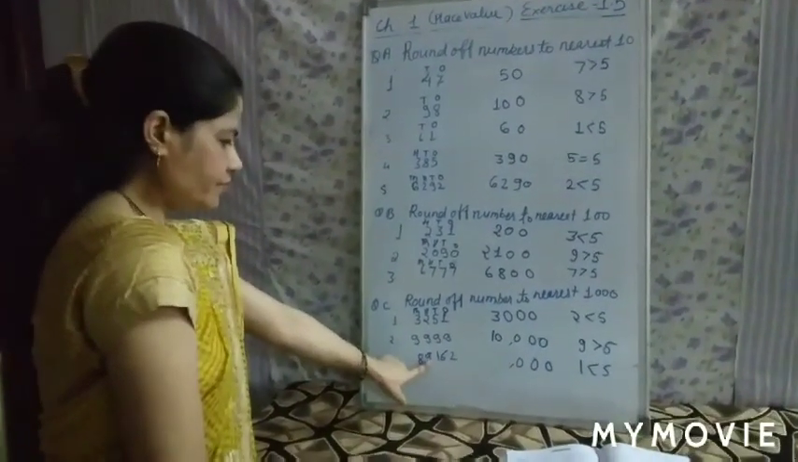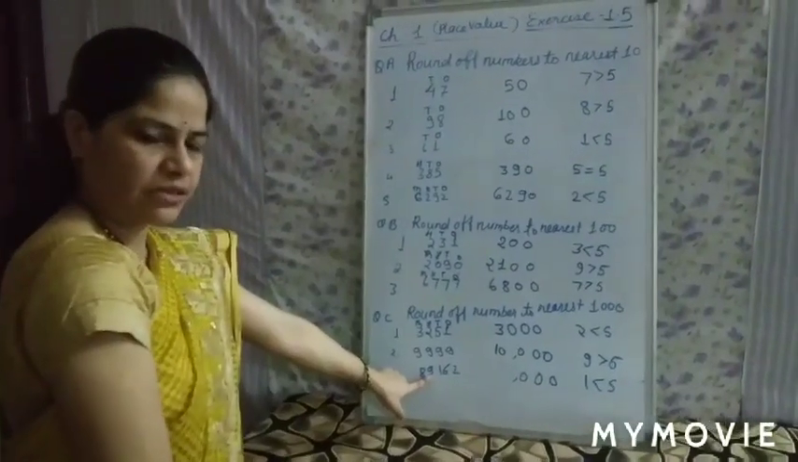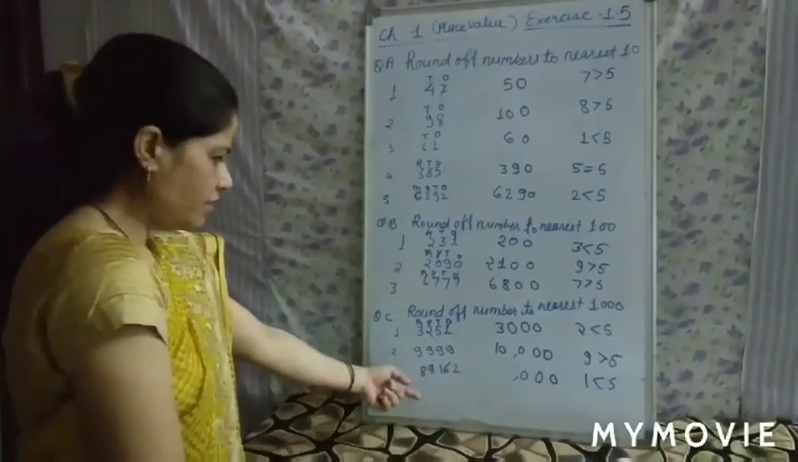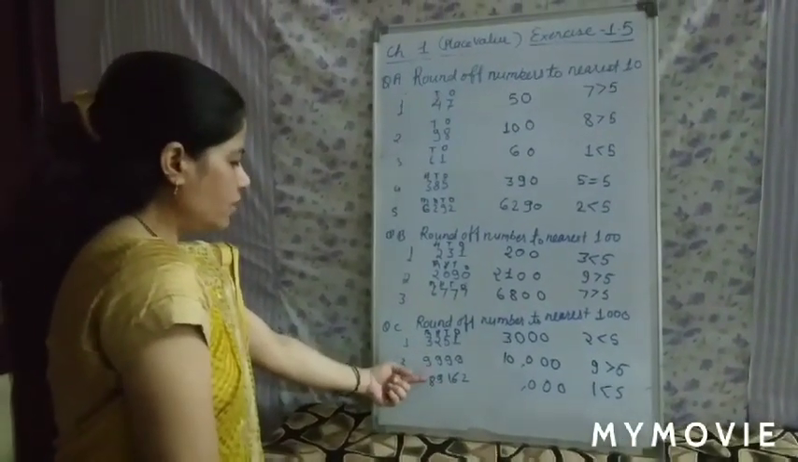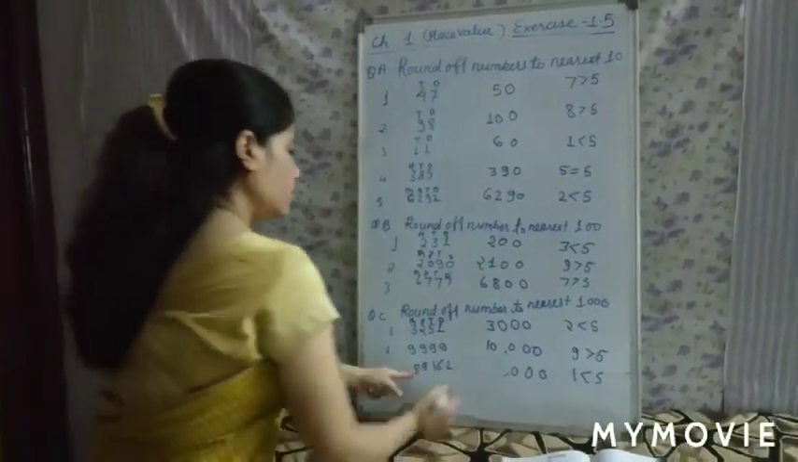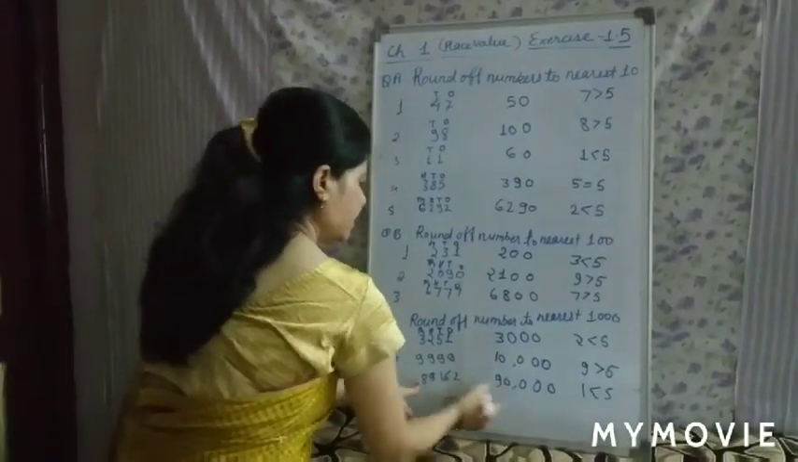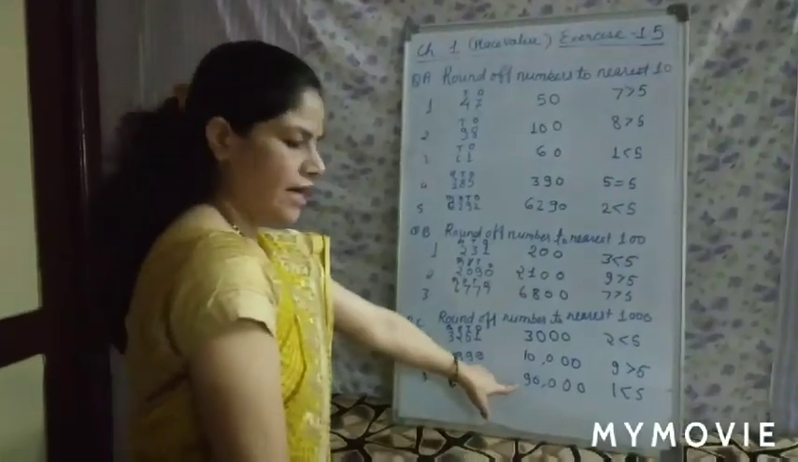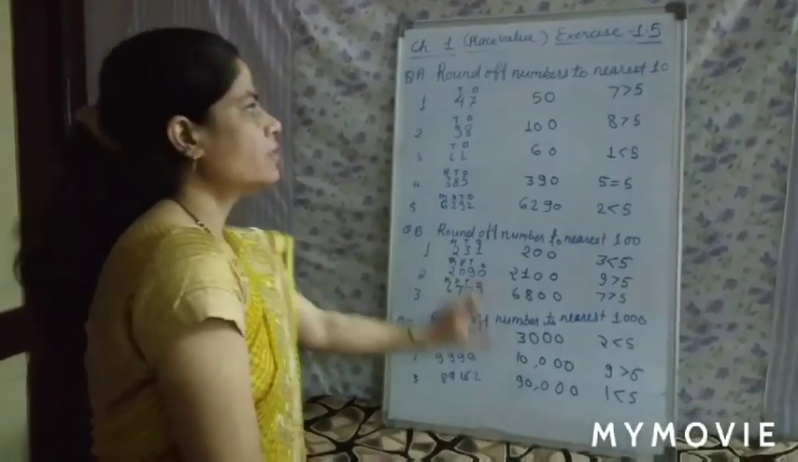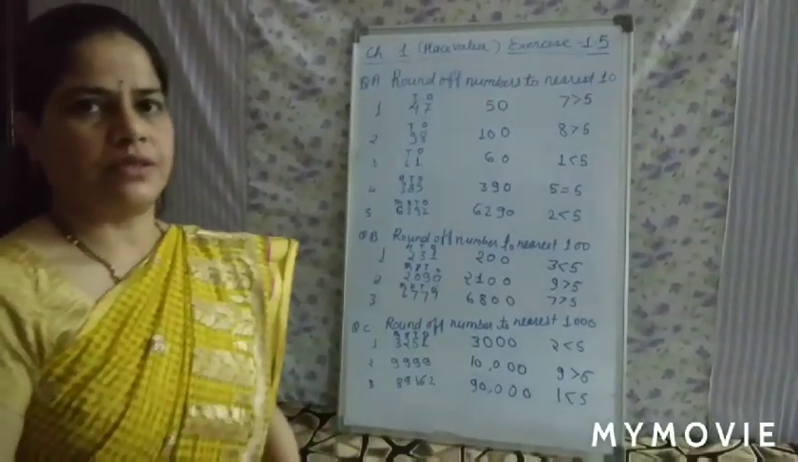Since on the 1000 place here is 9, the next digit of 9 will be 10. So you have to add 1 to 8. You will get 90,000. Means the answer will be 90,000. This way you have to round off the numbers.